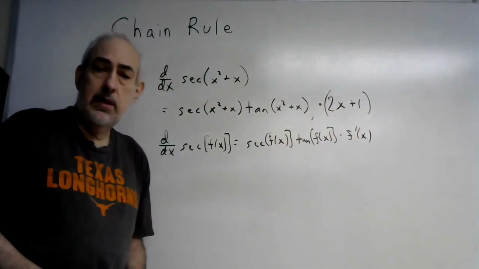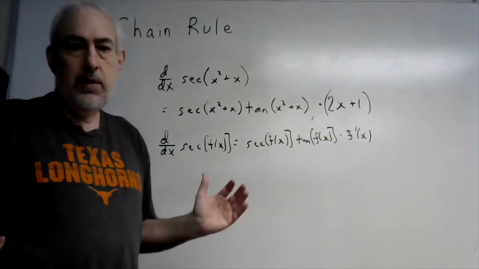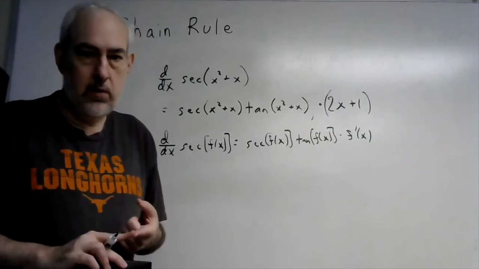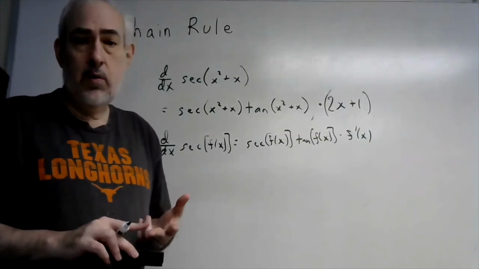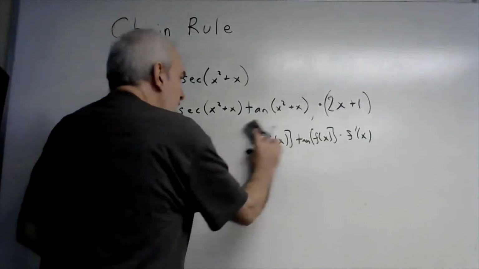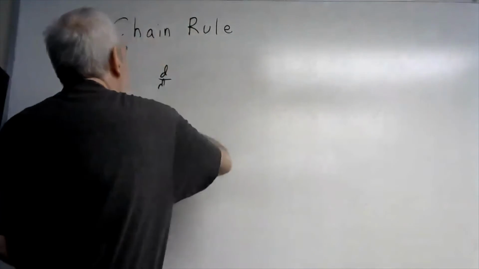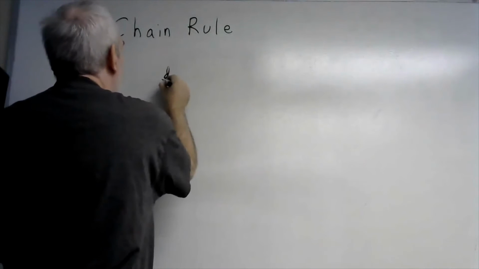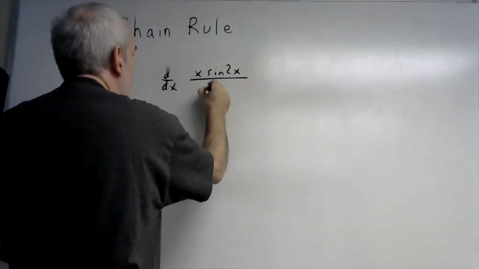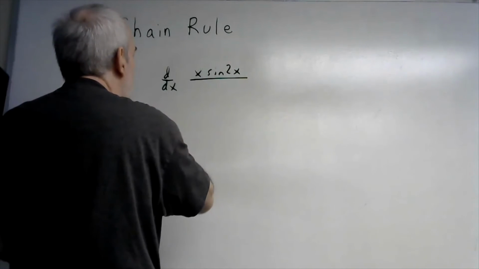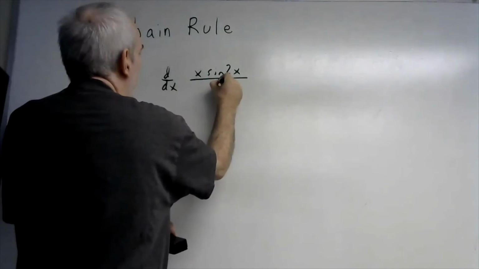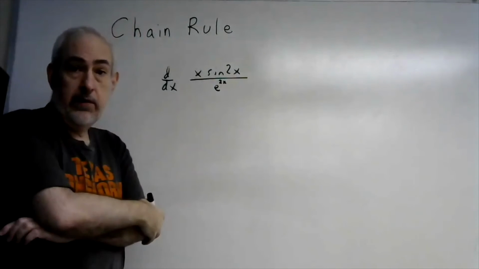Now, the chain rule can be used in the middle of other rules. Like you might have a problem that involves both the chain rule and the product rule, or the chain rule and the quotient rule, or maybe even all three of those, which would be very annoying. Let's do one example of that. Let's do the derivative of x times sine of 2x over e to the power of 2x.